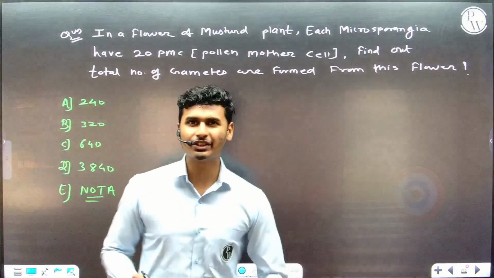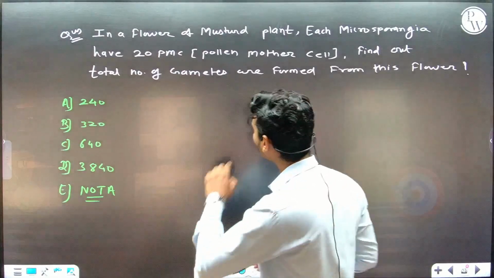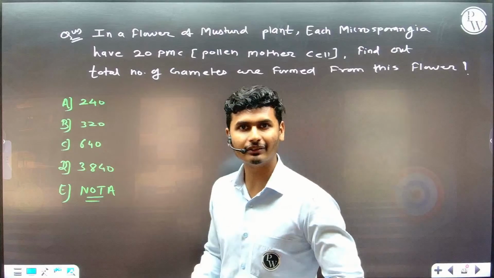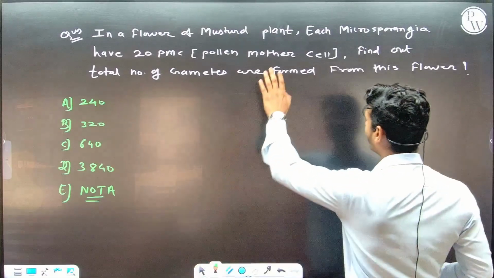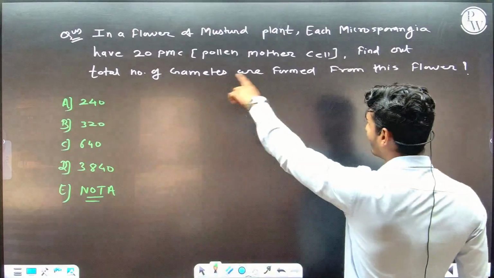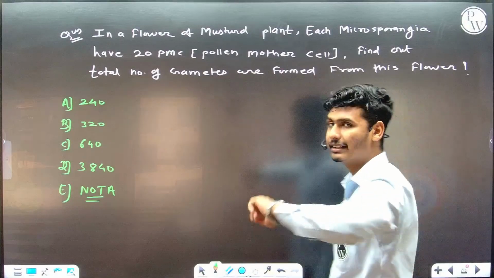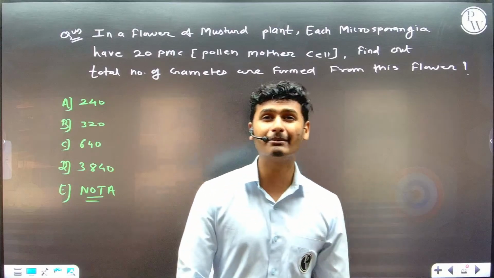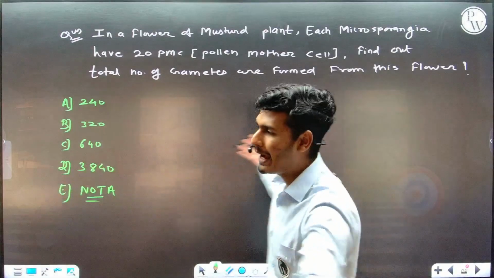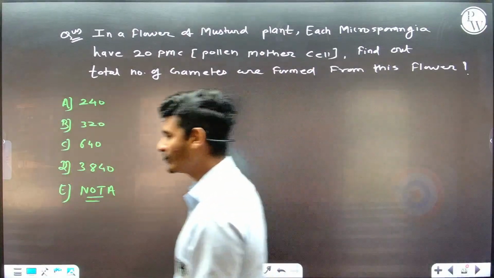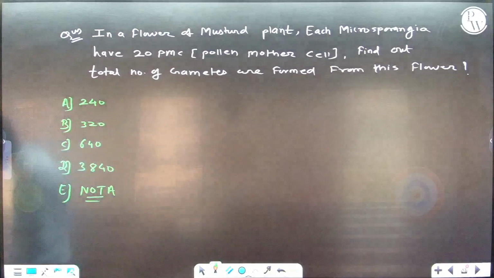Very interesting question. If I am asking you 20 pollen mother cell and male gamete, meiosis, mitosis is involved. If I am asking with the help of pollen mother cell, sexual reproduction in flowering plant is involved. And if I am asking the flower of mustard plant, it means morphology of flowering plant, Brassicaceae family. You have the question and 5 options in front of you. Try to solve and give the answer in the chat section.